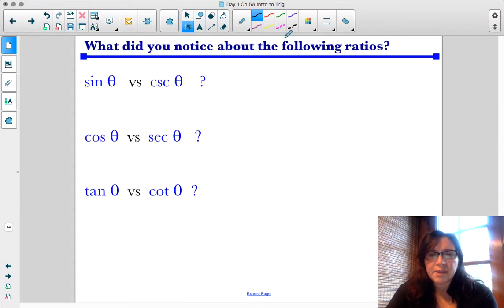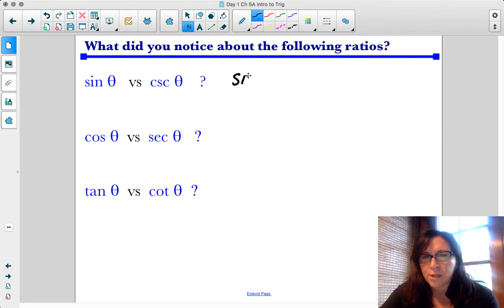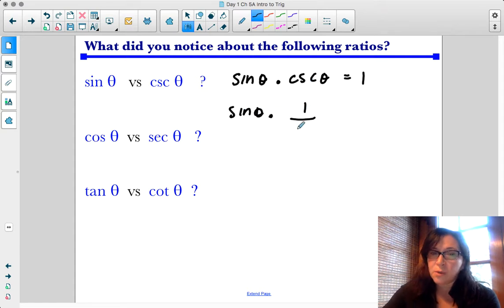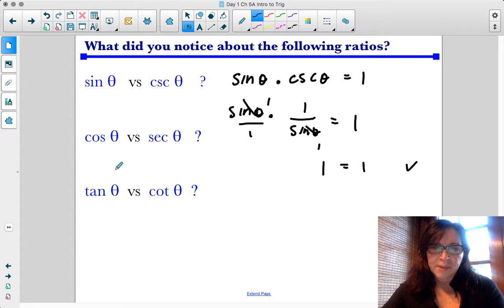So something that you might have noticed about sine and cosecant, besides them being reciprocal functions, is this: when you take sine of theta and you multiply it by cosecant of theta, you're going to get 1. And a way to prove that would be sine of theta times cosecant, which is 1 over sine of theta. And then these, of course, are going to cancel out and make 1. So you have 1 equals 1. And so that's just a little mini proof to prove that all of these are going to equal 1 when you multiply them together.